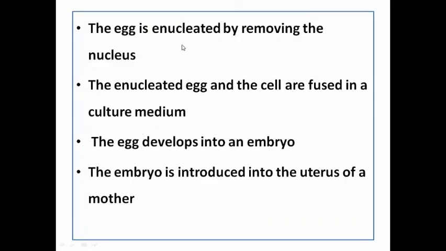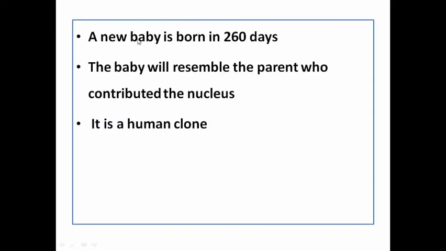Now the egg is enucleated by removing the nucleus. By the same procedure, the enucleated egg and the cells are fused in the culture medium. Now the egg develops into the embryo. The developed embryo is introduced into the uterus of the surrogate mother. So the newborn baby is born after 260 days of the gestation period.